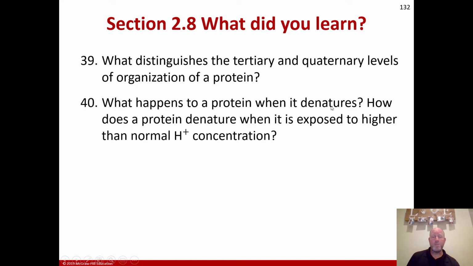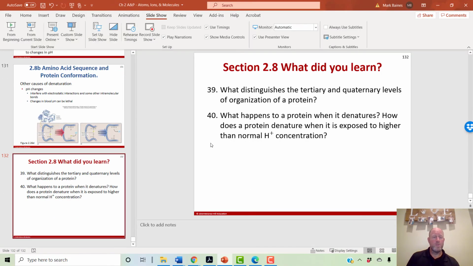What happens to a protein when it denatures? It basically unwinds due to a change in the pH or a change in temperature. When that protein denatures, when it's exposed to higher than normal hydrogen concentrations, it changes its structure and loses its functional capabilities, basically dies. And again, the more proteins die, proteins affect everything, right? They affect all forms of cells. So consequently, if it happens significantly enough, that could affect the entire organism itself. And that is chapter 2.